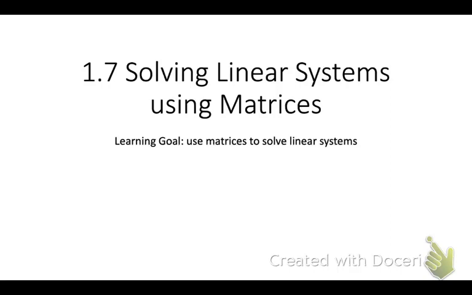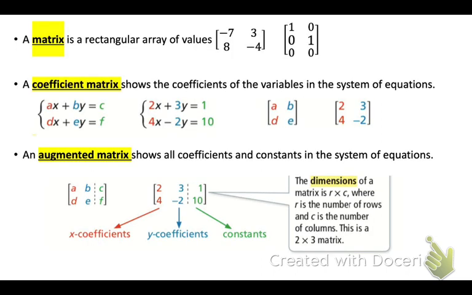So 1.7, solving linear systems using matrices. First you need to know what a matrix is. A matrix is a rectangular array of values. So you have square brackets. Normally the brackets go like this, not short. Okay? They're rectangular. Squares are also rectangles, yes?